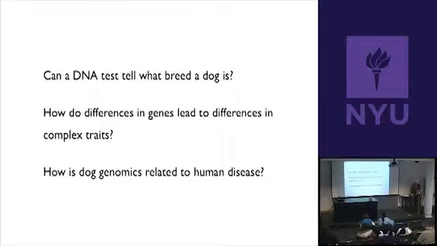And to summarize them in questions, what we're going to discuss is, can a DNA test tell what breed a dog is? The answer is yes, and you'll see how that works. How do differences in genes lead to differences in complex traits? This is the central question in genetics and genomics. And how is dog genomics related to human disease?